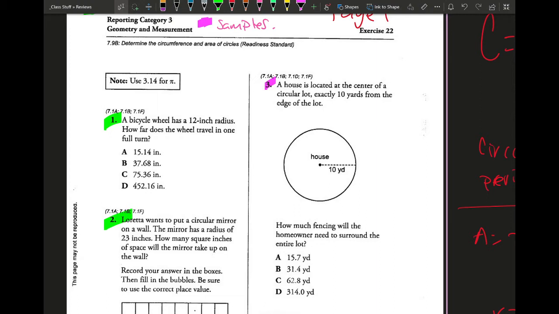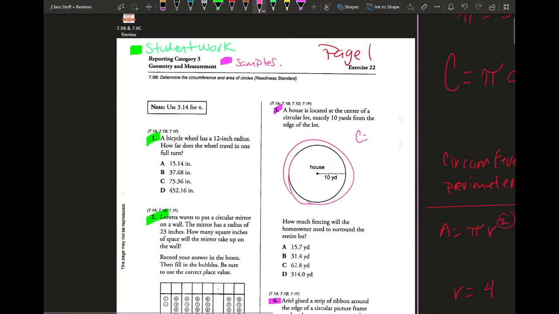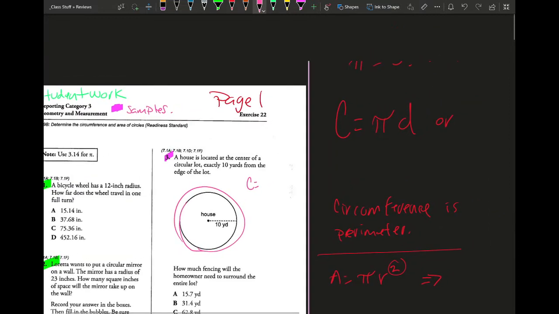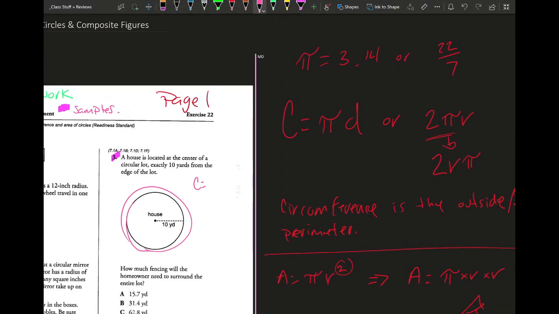That way you know if you're dealing with radius or diameter. It says, how much fence will the homeowner need to surround the entire lot? So they want to go ahead and fence this. Basically they're going to do the outside, use the edge. So in this case, we're going to be looking for circumference. And for circumference, we have 2 formulas: pi d or 2 pi r. In this case, they gave us the radius, so I can go ahead and use the second one.